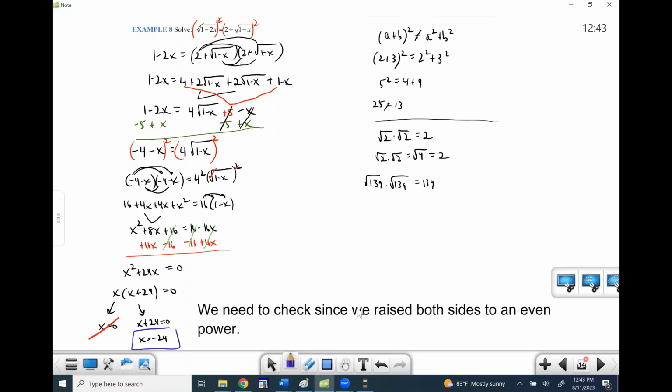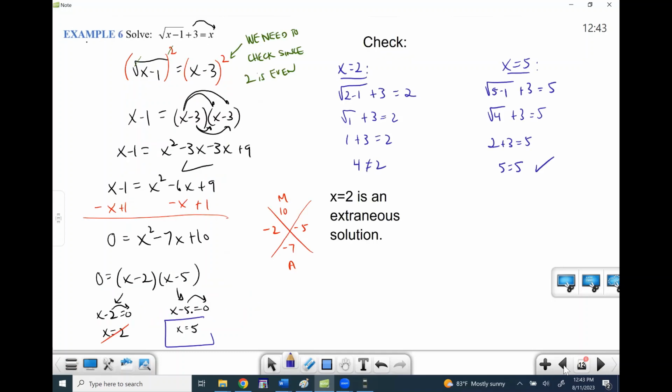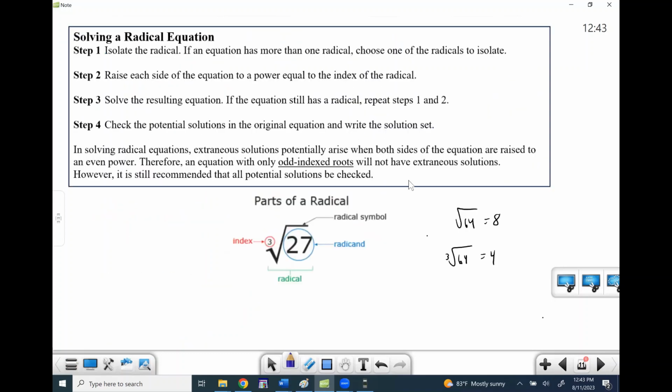So that's as tough as it gets. I mean, if you're like, oh my gosh, that was so long. Yeah, this is as tough as it gets. Maybe one of the toughest problems in the whole semester, if not the toughest, okay? Just because of its length and a lot of little tricky things, okay? All right, so don't forget to check anytime that you raise both sides to an even power, right? If it's an odd index root, then you will not need to do the checking.